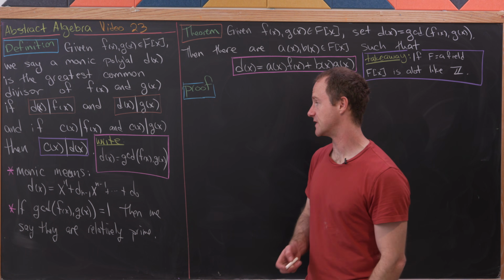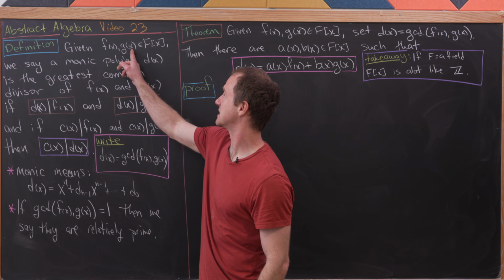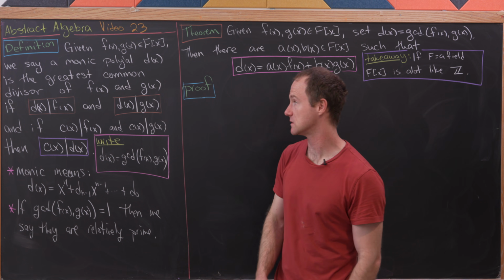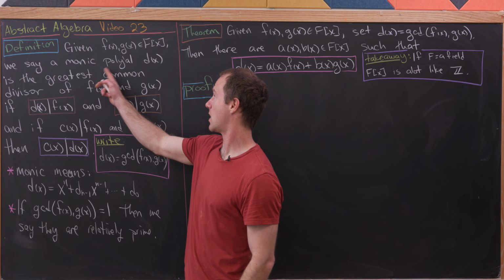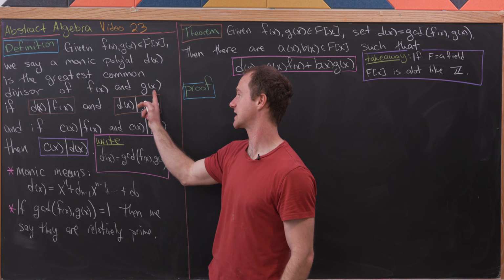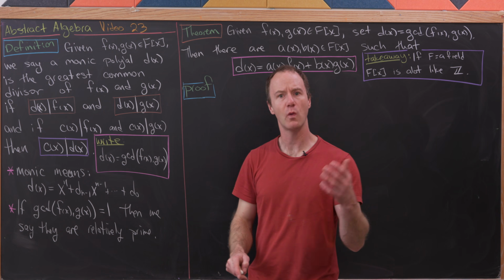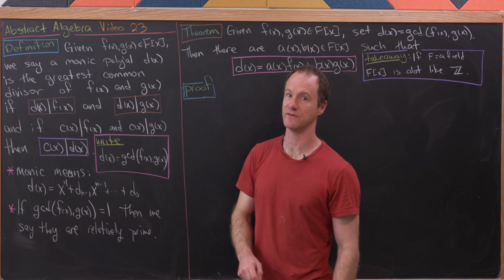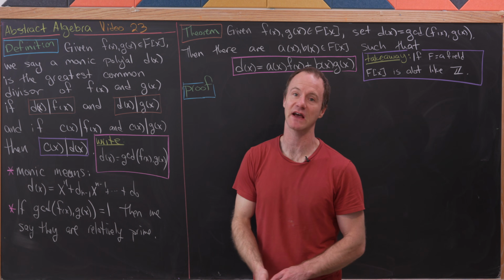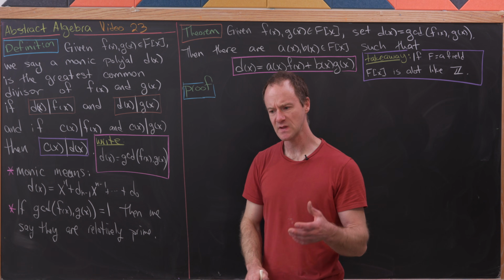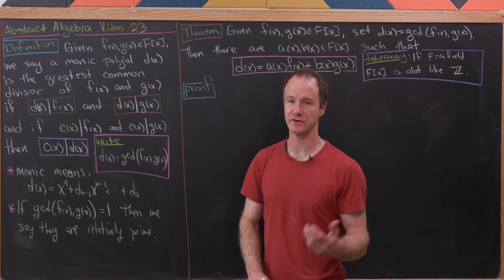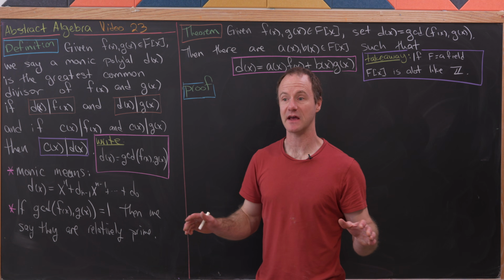So let's look at our definition. Given f of x and g of x in F adjoin x, where we're taking capital F to be a field, we say a monic polynomial d of x is the greatest common divisor of f of x and g of x if, first of all, it has to be a common divisor. So that means d of x divides f of x and d of x divides g of x. That simply means that when you perform that division algorithm, your remainder is 0. Okay, so it has to be a common divisor.